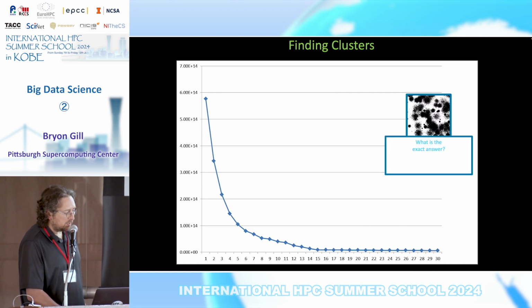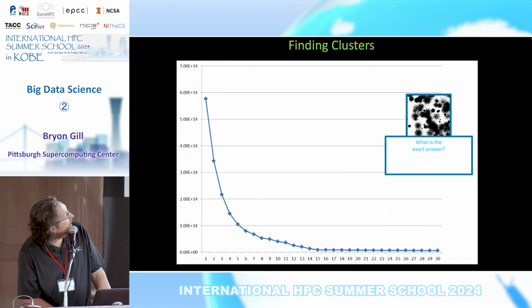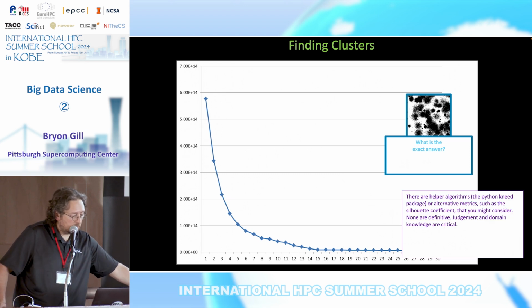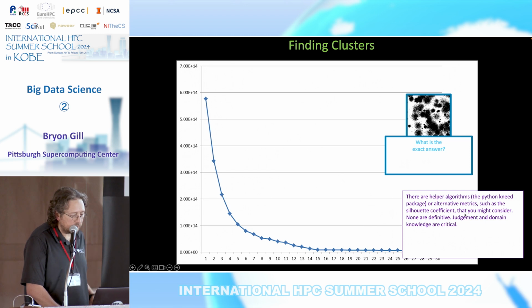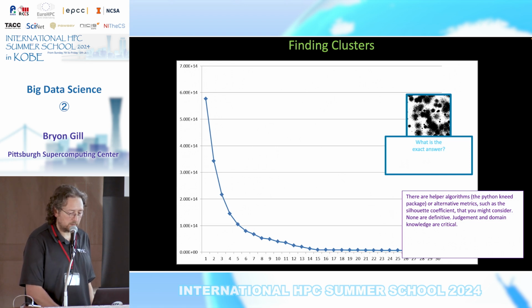Okay, so what is the exact answer here? We're going to look at some refinements on this procedure, trying to find exactly how many clusters we've got. There also, incidentally, are helper algorithms, the Python k-need package, or alternative metrics like the silhouette coefficient that can help you to decide how many clusters you might start with, but those aren't necessarily necessary.